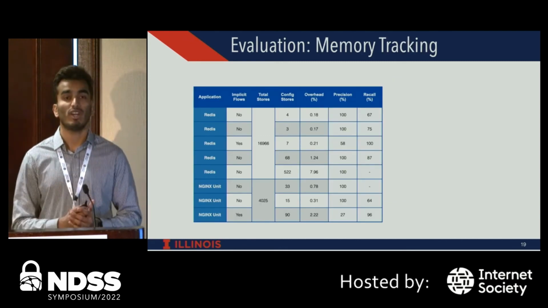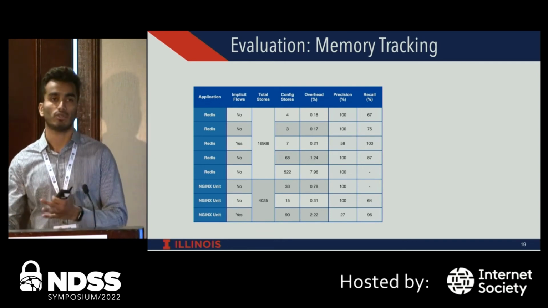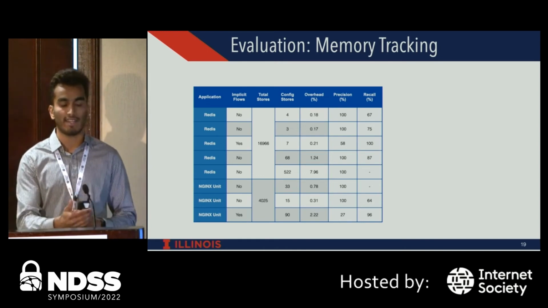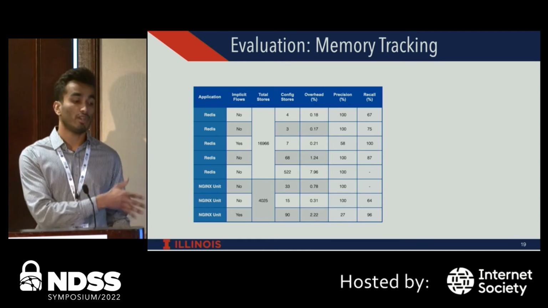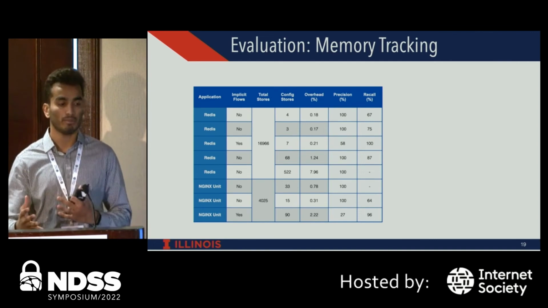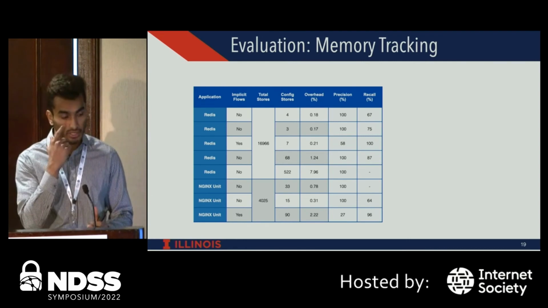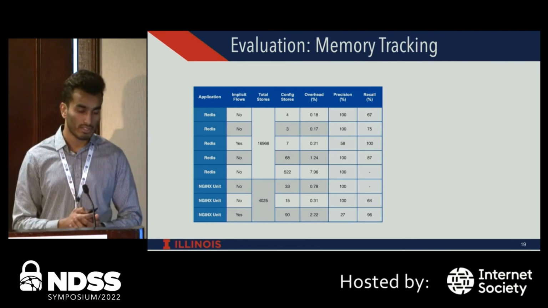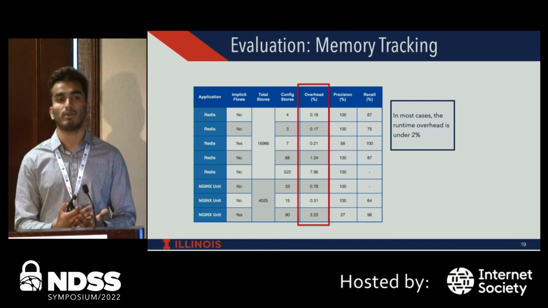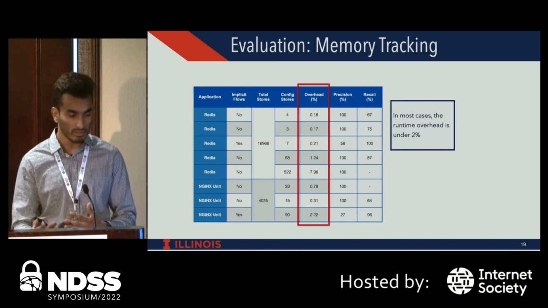So moving on to evaluate our second component, that is the memory tracking component, we evaluated the correctness as well as the overhead of our tool against two popular open source applications, Redis and Nginx Unit. In order to evaluate the correctness of our static analysis, we provided these applications different synthetic inputs and computed the correctness of our application instrumentation against manually annotated ground truth information. Our results reveal the following. First, we saw that in most cases, the runtime overhead associated with application instrumentation is under 2%, with a maximum observable overhead of only 8%.